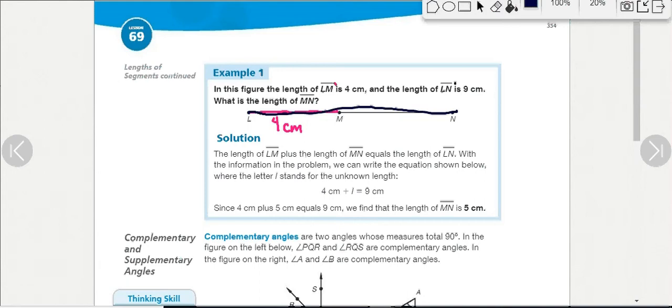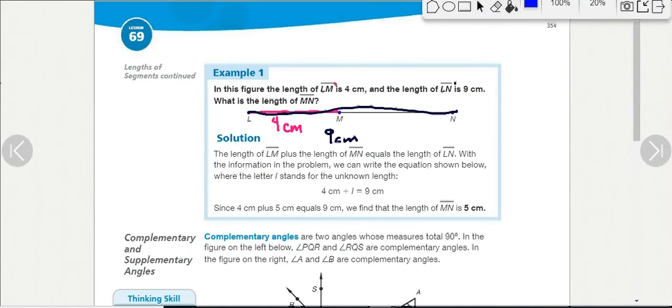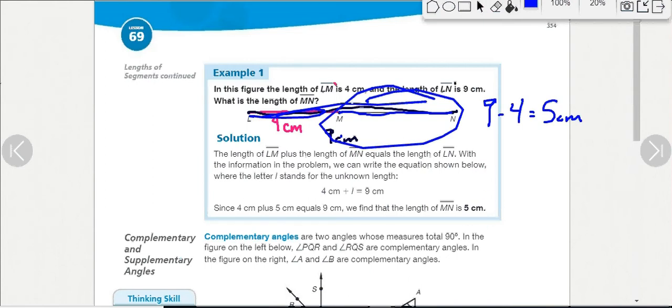LN is 9 all the way. So how do we find what MN is? Line segment MN. Is it addition? Is it subtraction to find this part? It's going to be subtraction, because 9 is the total, 4 is a part. We want to know what the remaining part is. So it's 5 centimeters. The 9, the whole, minus the 4, the little, is this part. 5 centimeters. Okay?